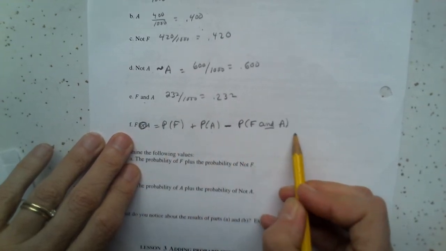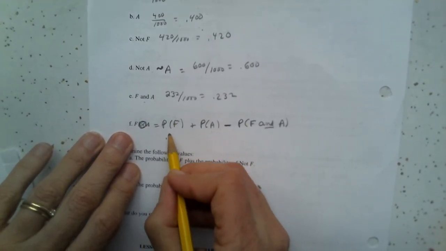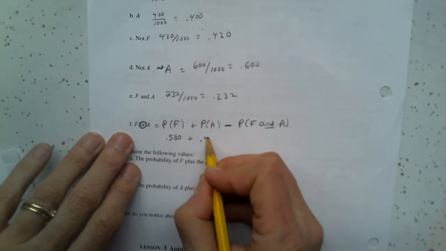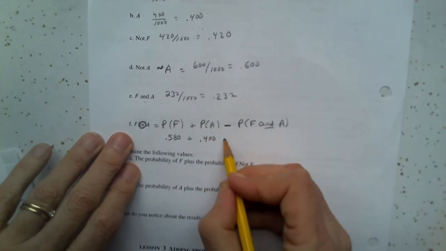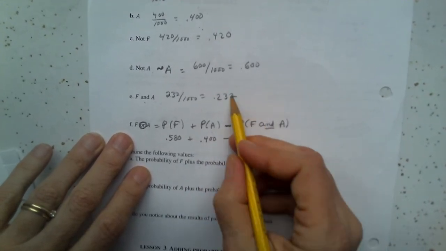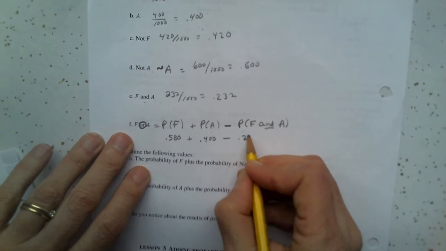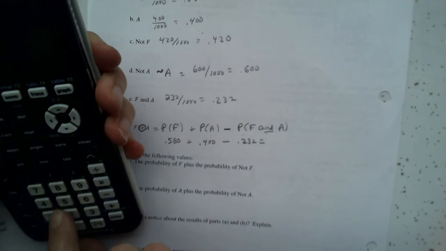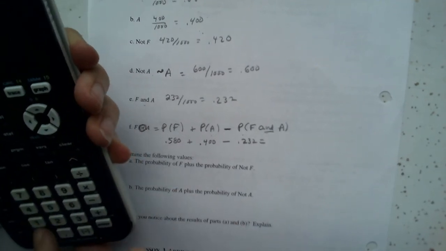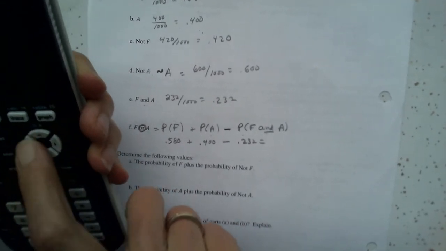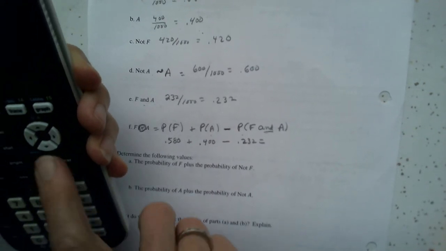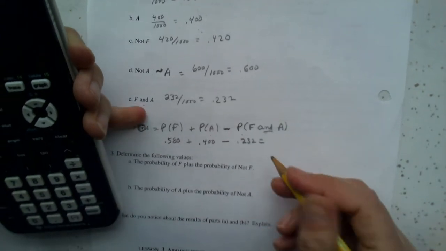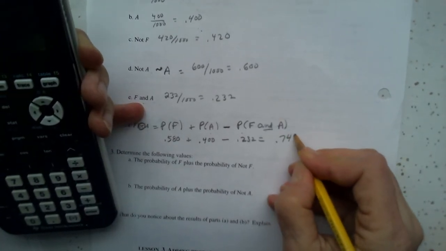OR has these three parts. The probability of female is 0.580. The probability of an athletic program, or participating in, is 0.400, and F and A, we just did that, 0.232. Put that into your calculator. 0.580 plus 0.400 minus 0.232, and that would give you 0.748.